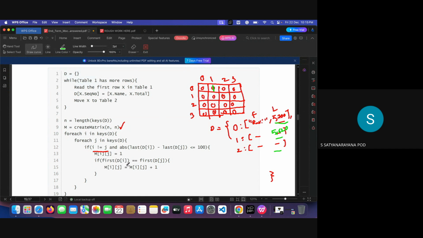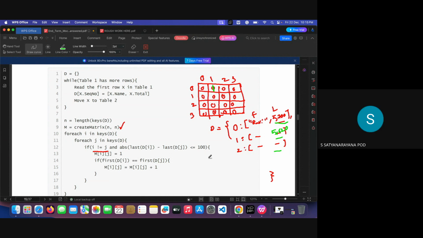Now, first of D of I equal to first of D of J. What happens if, see, first of this one, Ravi, you might have Ravi who has purchased another bill with the same name? Maybe Ravi is there a second time. Even in the bills data set, you find the same customer with 2 bills. Is it there? Yes, sir.